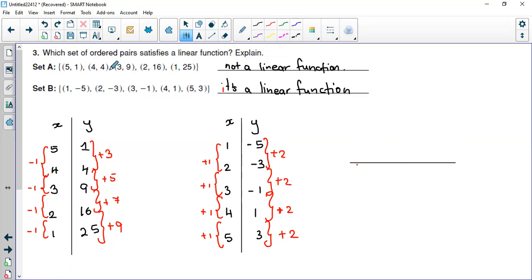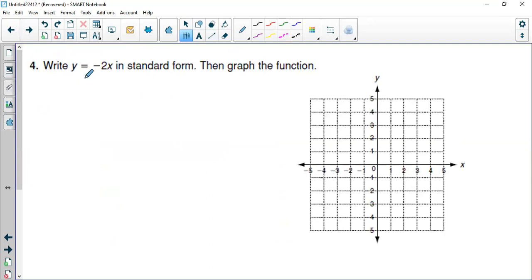As simple as that. So which set of ordered pairs satisfies a linear function? The answer is set B satisfies a linear function. Easy, right? Let's move on to the next question. Write y minus 2x in standard form and then graph the function.